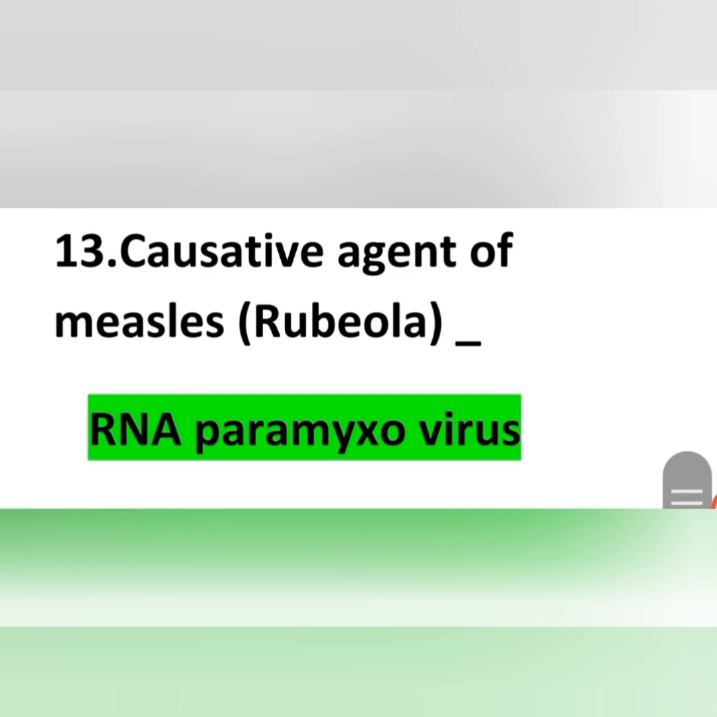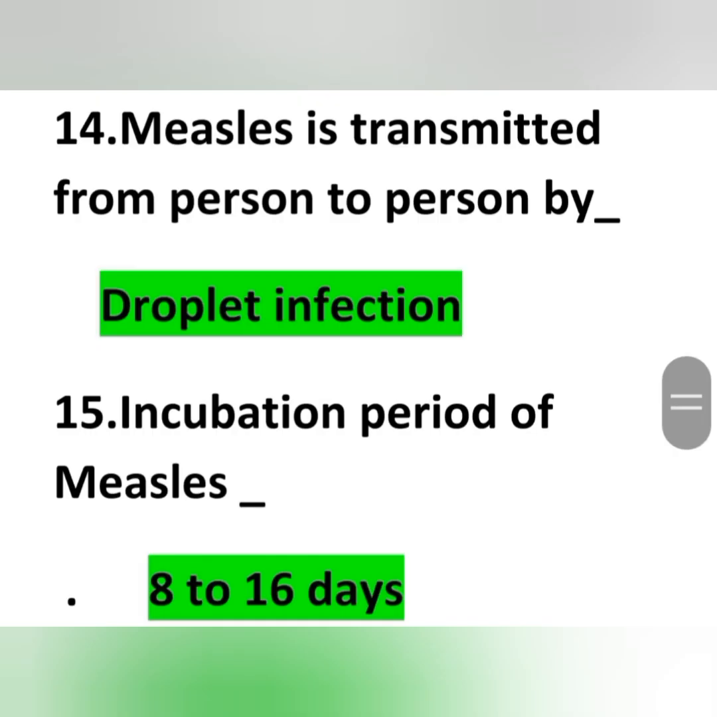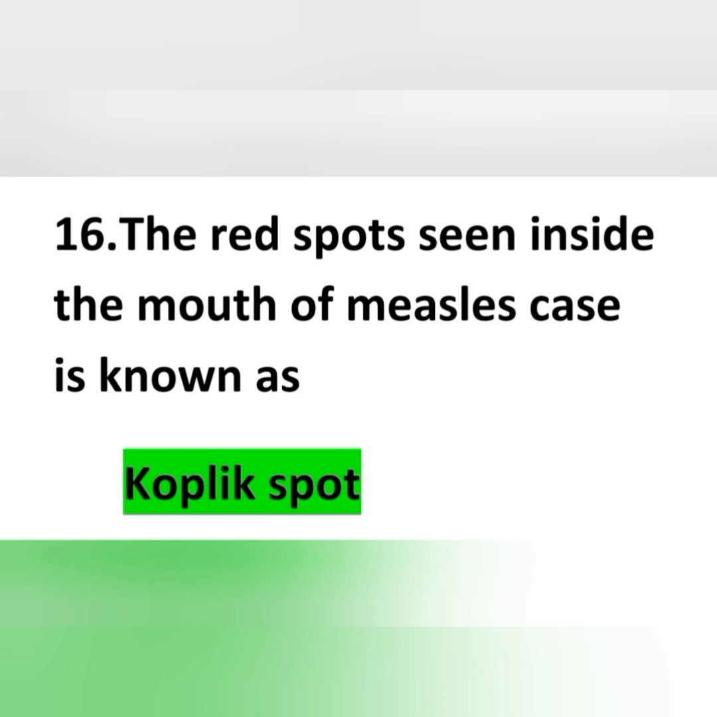And the causative agent of next, measles, is RNA paramyxovirus. Measles is also known as rubeola. And measles is transmitted from one person to another by droplet infection. And incubation period of measles is 8 to 16 days. And the red spots we can see in the mouth of a measles patient are called Koplik spots. This is also an important point, Koplik spots.